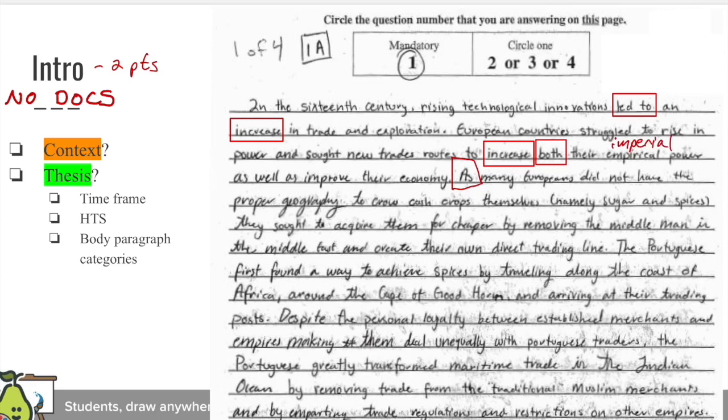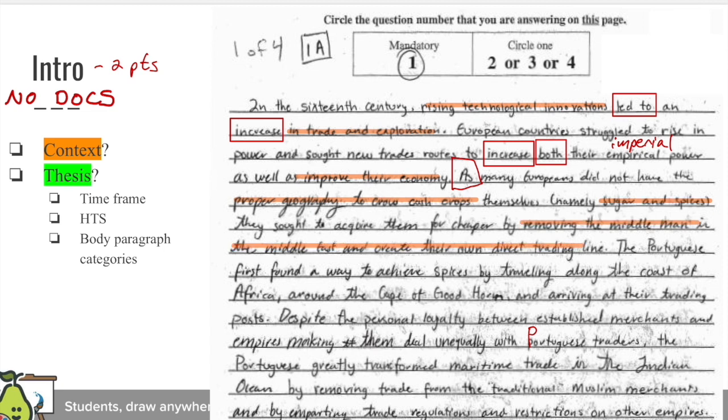As many Europeans did not have the proper geography to grow cash crops themselves, namely sugar and spices, so here we have SFI, sugar is a cash crop, and then also the desire for spices, they sought to acquire them for cheaper by removing the middleman in the Middle East and create their own direct trading line, setting the stage for what's going on. The Portuguese first found a way to achieve spices by traveling along the coast of Africa, around the Cape of Good Hope, and arriving at their trading posts. So more SFI. So this right here is our context.